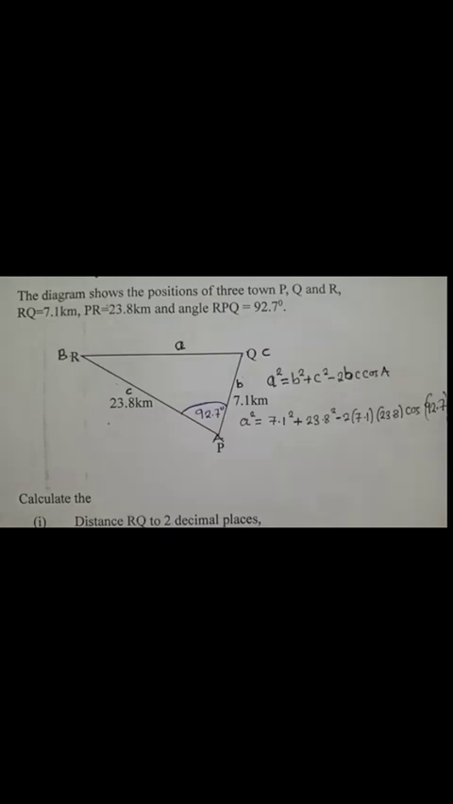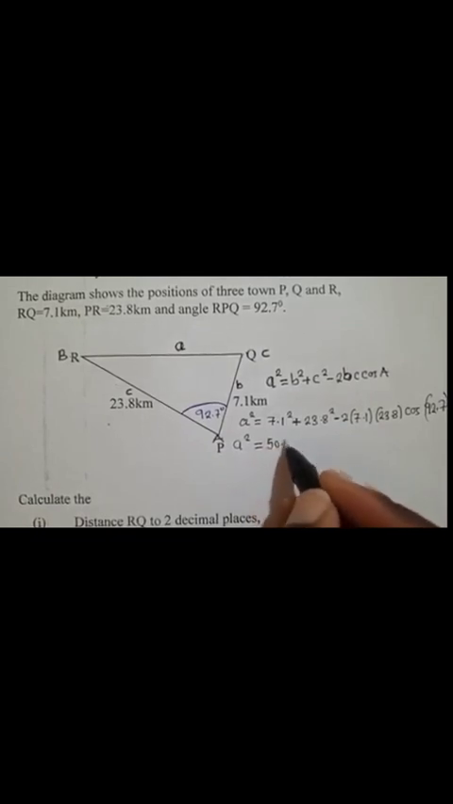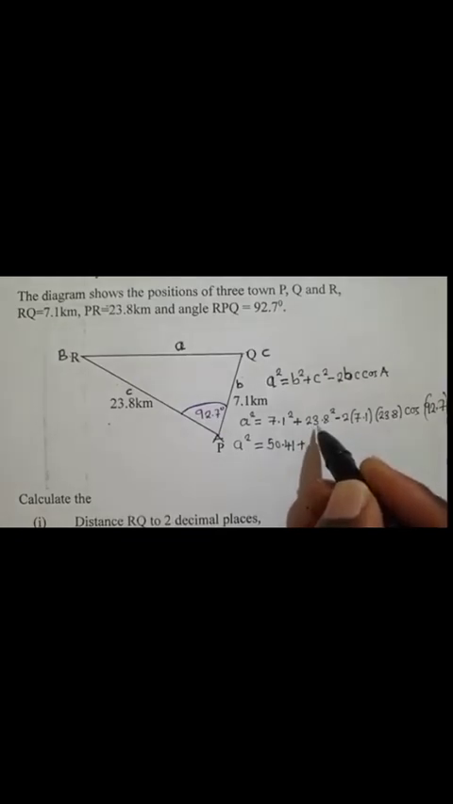Represent angles. Okay? So now we can punch on our calculator. What is our 7 squared? So we maintain our a squared, and then we say 7 squared. 7 squared, of course, is 50.41, then plus 23.8 squared. This will give us 566.44.